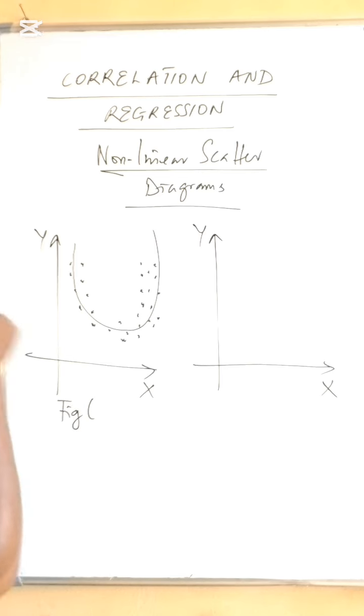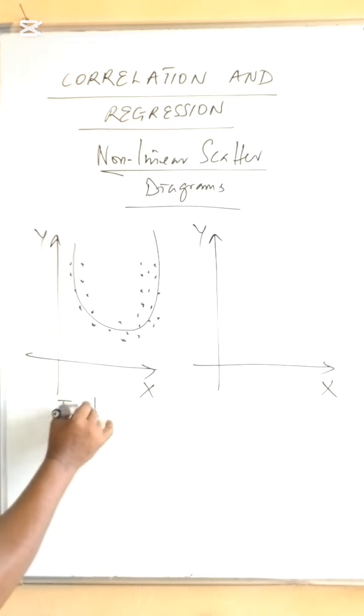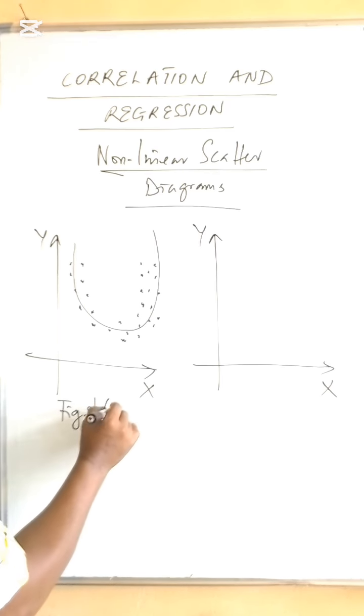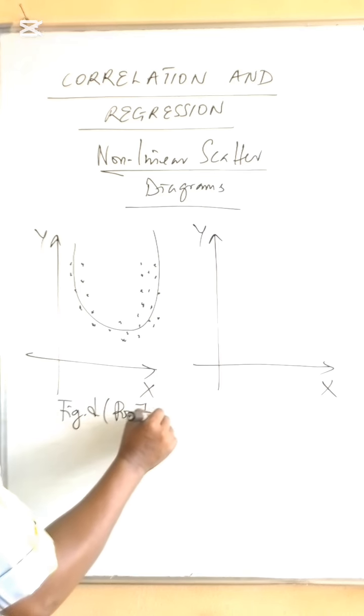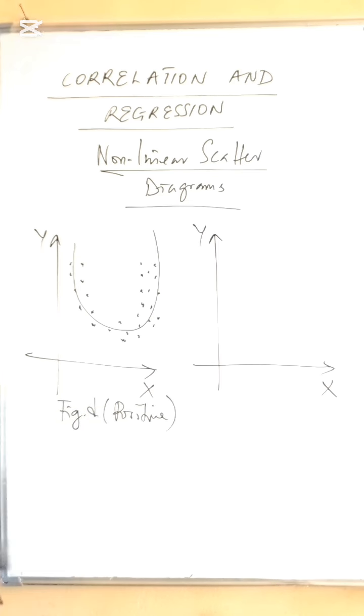I'm going to call this figure D. Our relationship is non-linear, but it is positive. Okay? It is positive. So this particular case is a case of positive non-linear correlation.